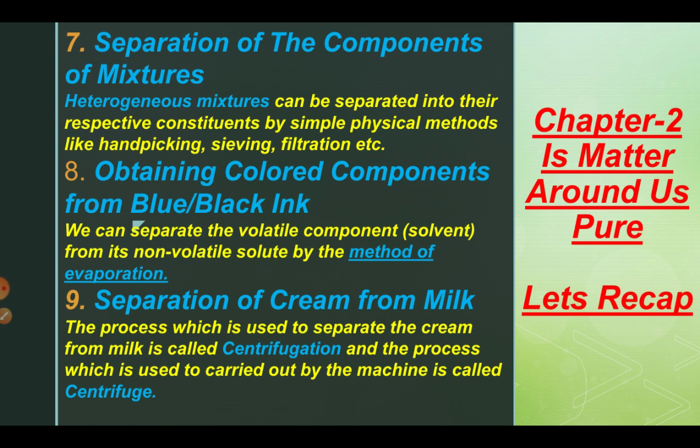Obtaining colored components from blue-black ink, we can separate the volatile component solvent from its non-volatile solute by the method of evaporation. Separation of cream from milk. The process which is used to separate the cream from the milk is called centrifugation, and the machine used to carry it out is called a centrifuge. So let's continue.